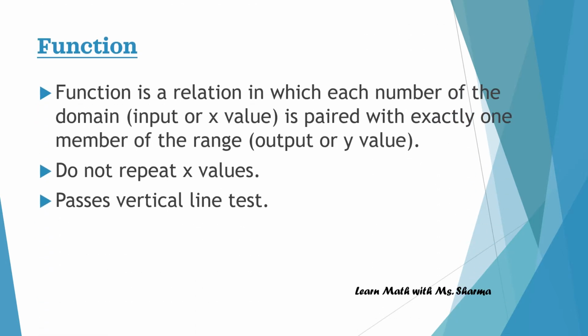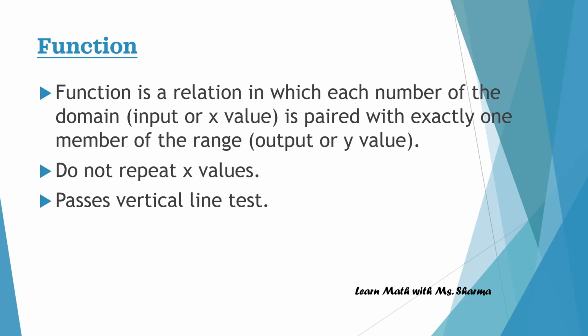Function. Function is a relation in which each number of domain, also known as input or x value, is paired with exactly one member of the range. Range is known as output or the y value. The x value does not repeat.